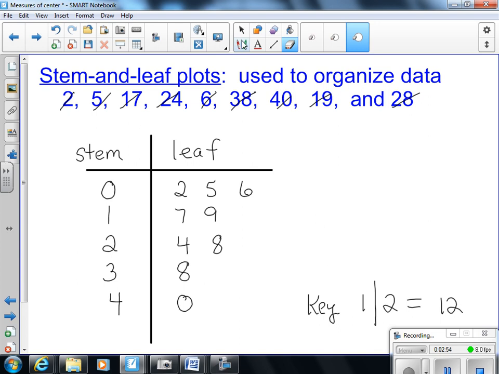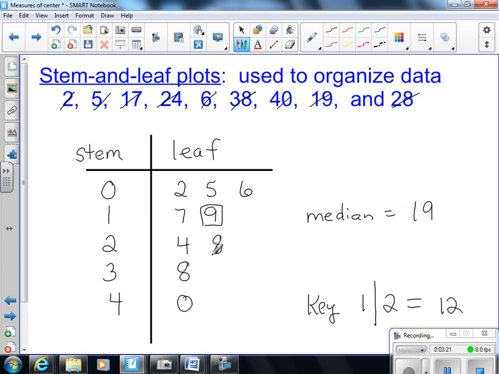Okay, now how do you use a stem and leaf plot? Well, you might use it to find the median. It's often used to find the middle number. I know we have 9 pieces of data, so the middle number would be number 5. Let's count this way: 1, 2, 3, 4, 5. So the median in this case would be 19. So that's what stem and leaf plots are used for, to organize your data.